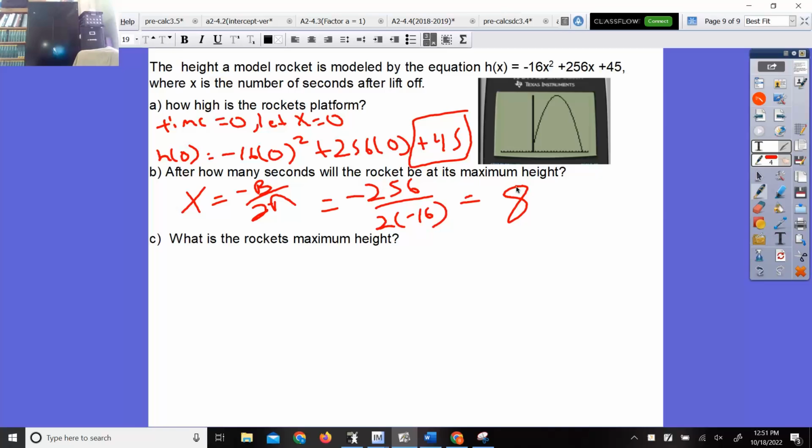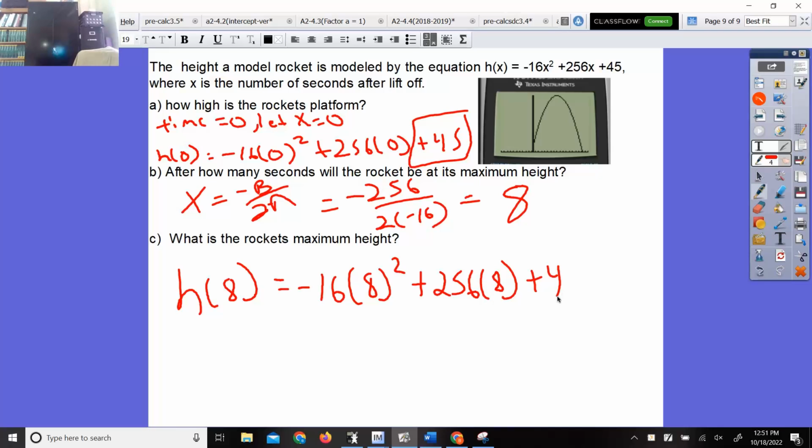We know when the rocket reaches its maximum height. How are we going to find the maximum height? Plug it in. It is actually the y coordinate of the vertex. You're not entirely wrong, but you plug it in. Height at 8 seconds is negative 16 times 8 squared plus 256 times 8. Add 45. 1,069. Hey, right. Good for you.